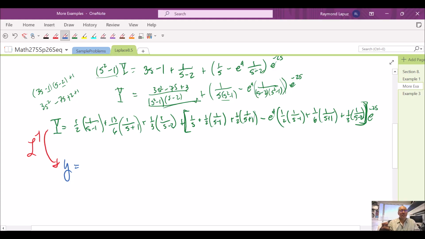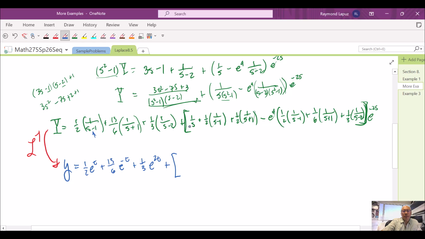If we remember some of these transformations, the inverse transformation back is going to be e to the positive t, so it's 1/2 e to the t plus 13 over 6 e to the negative t plus 1/3 e to the positive 2t. So that's the stuff that does not shift. That's not part of the shift. Now the part that's part of the shift will multiply by u at the end here.